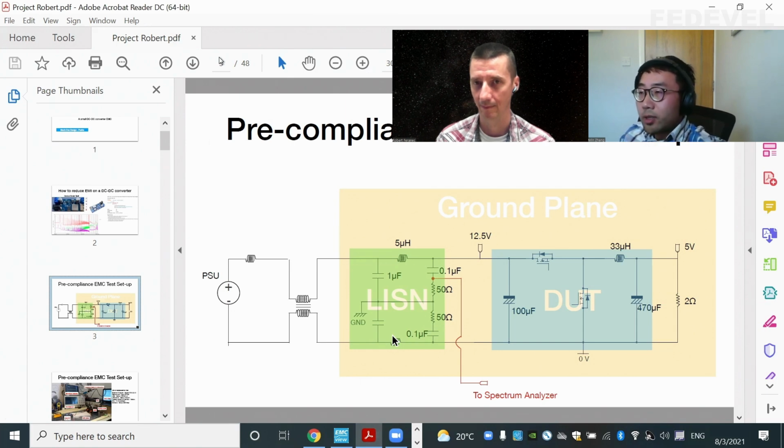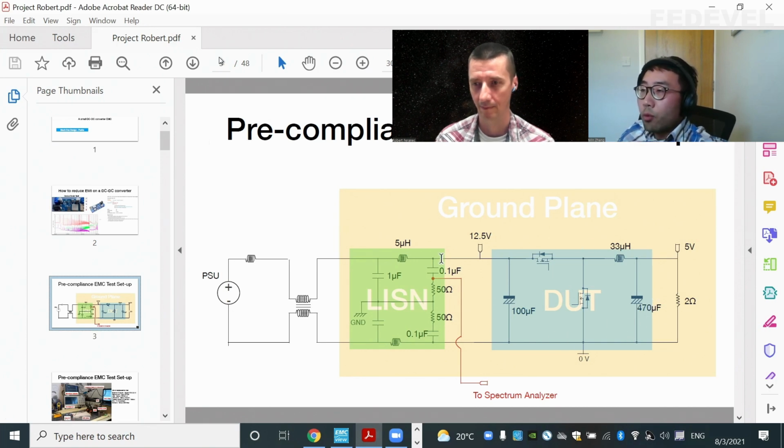The test setup is very straightforward, as you can see from this diagram. We need a ground plane. Often this can be a very large area of copper or steel, as long as it's a good conductive ground plane. On this ground plane, we set up the DUT, the device under test. In this case, it's the DC-DC module.